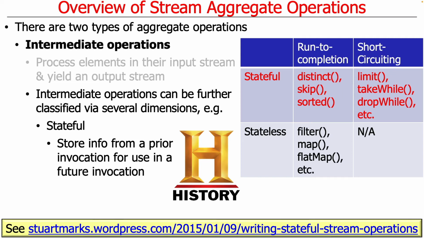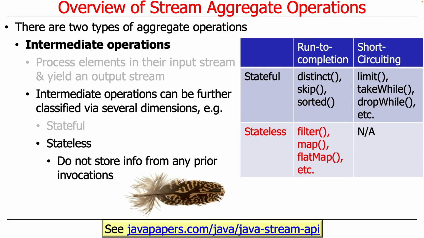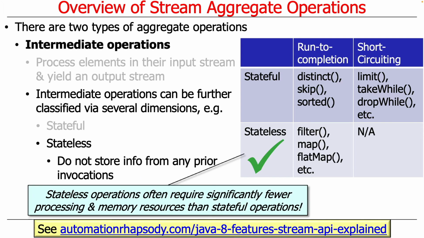Distinct, obviously, in order to make sure that the elements in a stream are distinct, you need to see all the elements in the stream to know whether they're duplicates, so you can ignore them. There's also another dimension here, which is stateless, which means there is no information stored from prior invocations that are required for subsequent invocations. And examples of this would be filter, map, flat map, and so on and so forth.